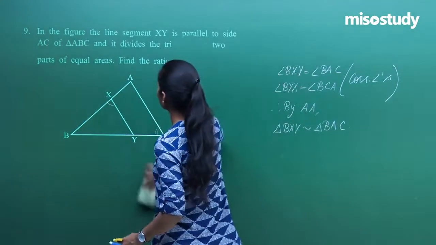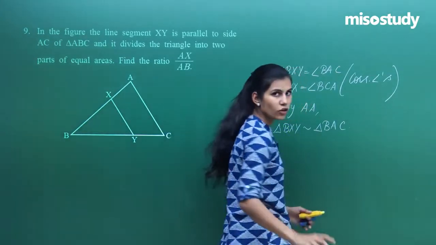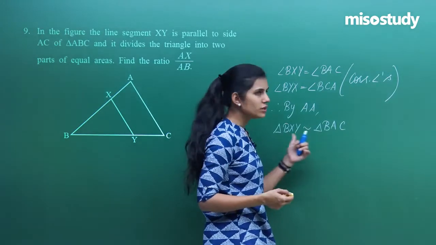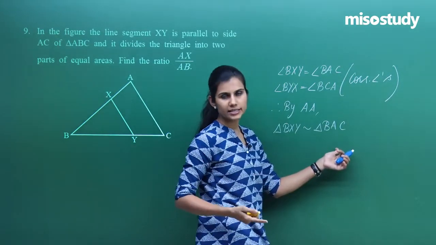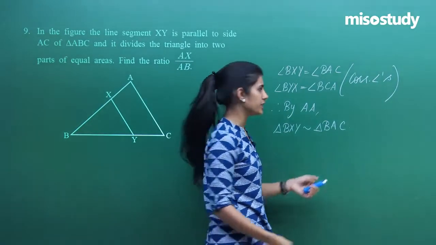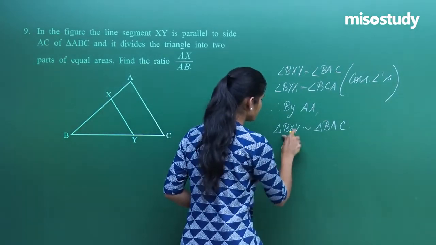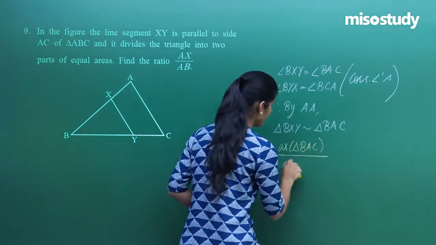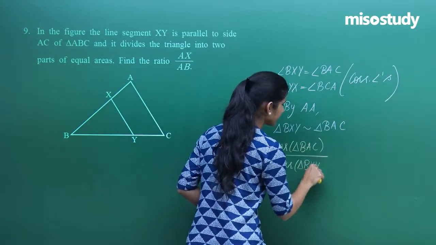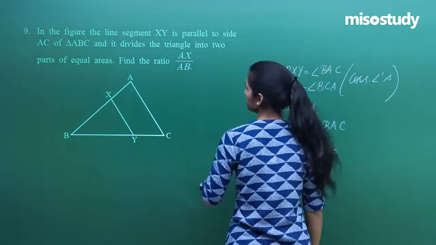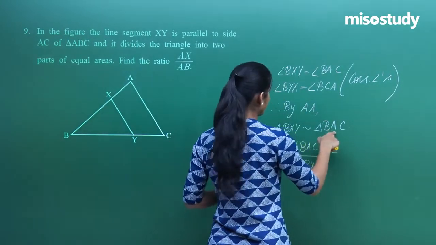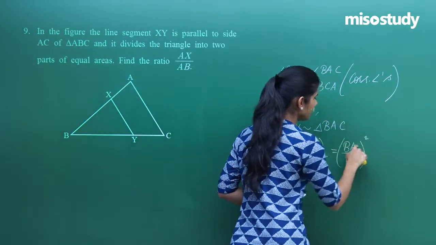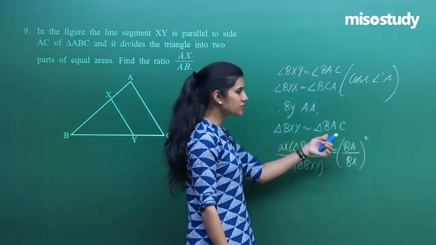Their corresponding angles will be equal and corresponding sides will be proportional, and beyond that we know that if I have two triangles similar, then the ratio of their areas is equal to the square of the ratio of any two corresponding sides. So I can say area of triangle BAC upon area of triangle BXY is equal to BA upon BX whole square. BA is the corresponding side to the BX side of this triangle, right?